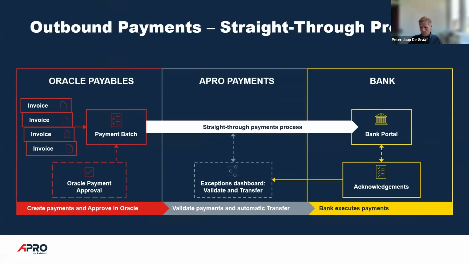So this is a bit how it looks. We pick up invoices, and the payment batch from Oracle will be picked up by APRO. APRO will create the right format and send it to the bank. The bank sends an acknowledgement file back to APRO with the same host-to-host connection or SFTP connection, if that's still in use, and that is directly visible within the dashboard.